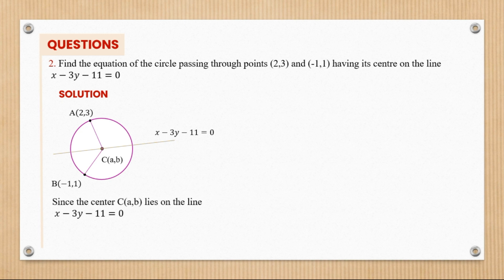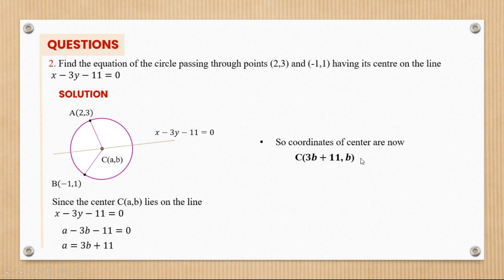So next we're also going to say that since the center C(a, b) lies on the line x minus 3y minus 11, it means we can substitute the values of x and y with a and b. So where there is x we shall put in a, and where there is y we shall put in b. So I have a minus 3b minus 11 is equal to 0. So if I choose to make a the subject, a shall be equal to 3b plus 11. So now that I have the value of a in terms of b, the coordinates of the center are, where there is a, I'll put 3b plus 11, comma b.